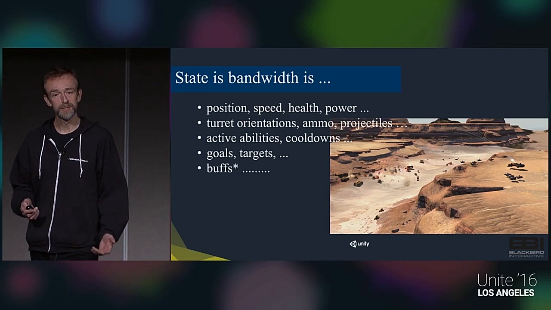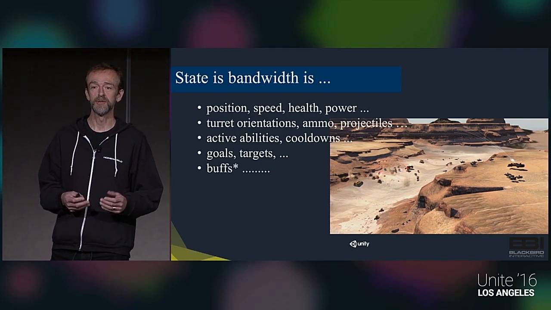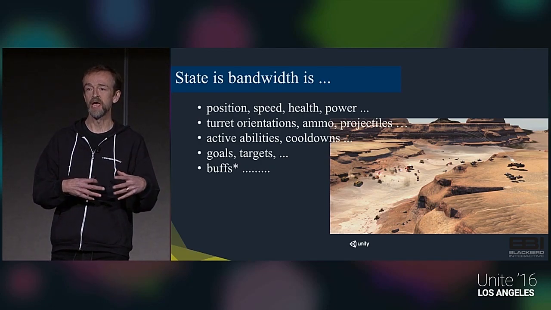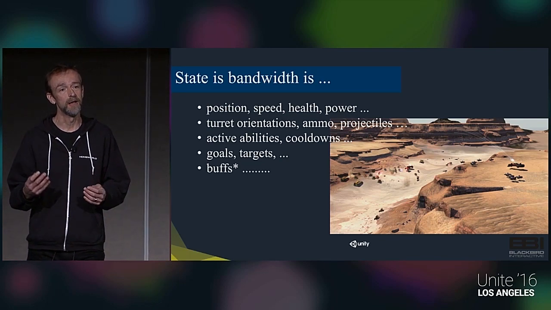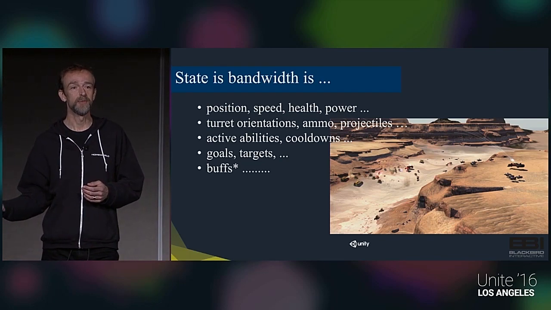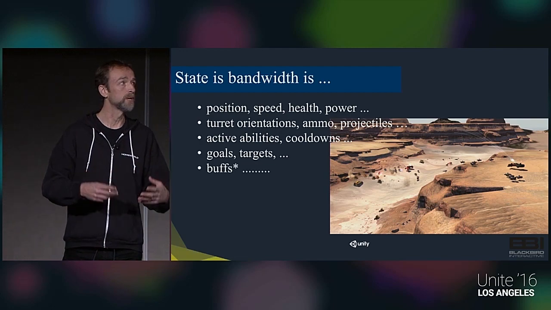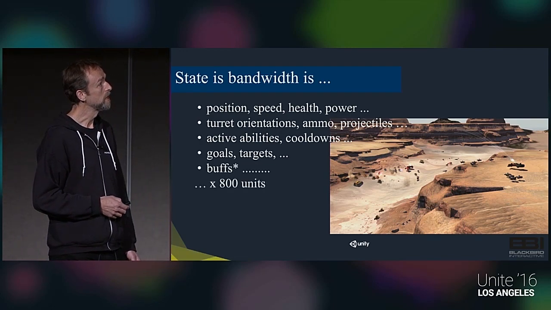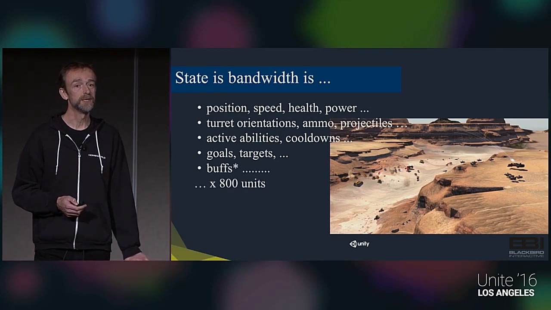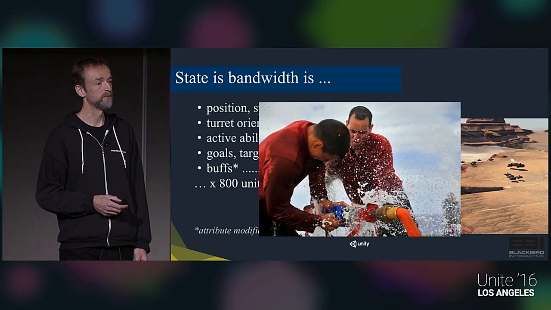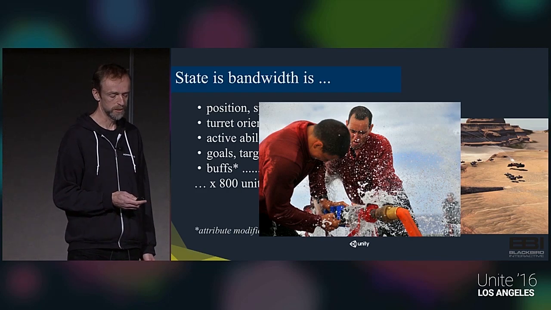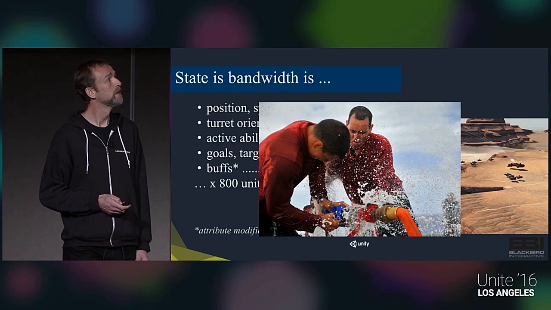And buffs, which are basically attribute modifiers that are a big thing in RTS games, potentially every one of those attributes could be dynamically modified on the fly. So I can't just rely on everyone having a read-only copy of the attributes to start the game, because those things are constantly changing. And take all that, multiply it by 800 units, and that's a little too much for the tubes. Bad things happen, and the game slows down or just doesn't work.